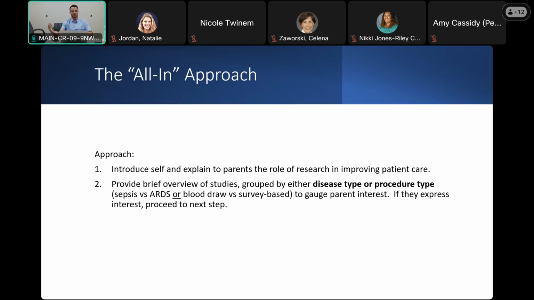We'll then go into a brief overview of our studies, and we group them together based off of disease type or procedure type. And the 2 big things here, especially with this research network, are sepsis and ARDS. And as far as how we determine which studies are discussed first or last, I don't really think there's any sort of randomization to it. If we're going for a trial, since the trial has benefit, that is one thing that we will present first.